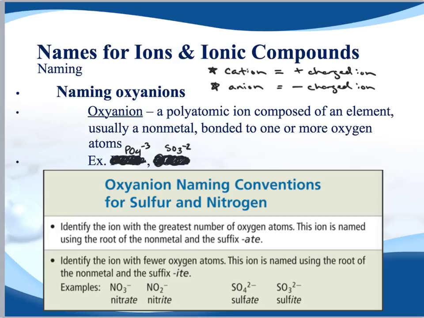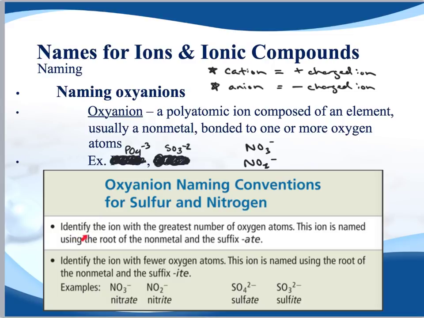So when it comes to naming them, the rules are down below. Let's identify the ion with the greatest number of oxygen atoms. This ion is named using the root of the nonmetal and the suffix -ate. So for instance, you may have noticed on your ion sheet something like that and something like this: NO3 with a -1 charge and NO2 with a -1 charge.